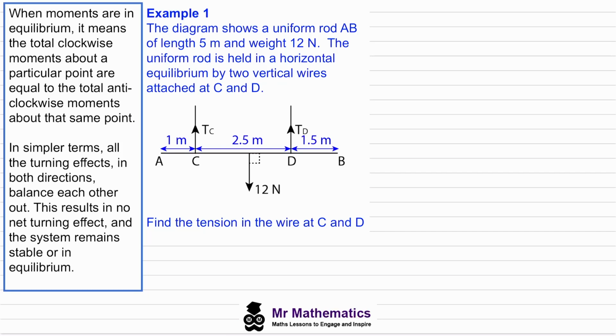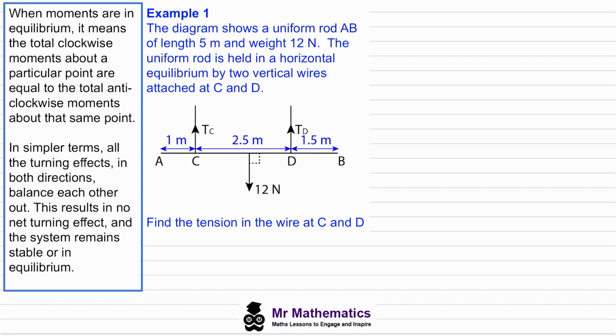Hey everybody, so in this video we're going to look at finding moments that are in equilibrium. When moments are in equilibrium, it means the total clockwise moments about a particular point are equal to the total anticlockwise moments about the same point. In simpler terms, all the turning effects in both directions balance each other out. This results in no net turning effect, and the system remains stable, or in equilibrium.